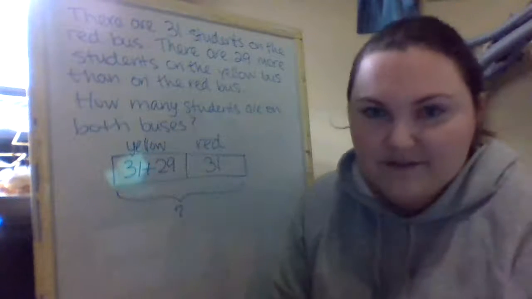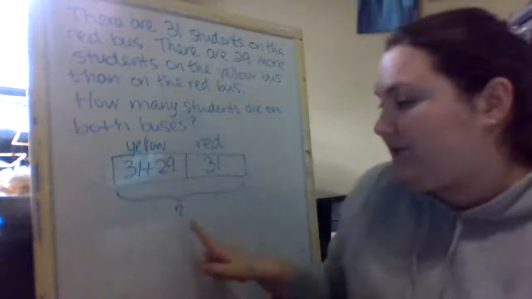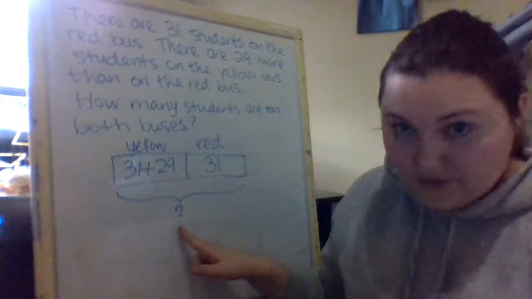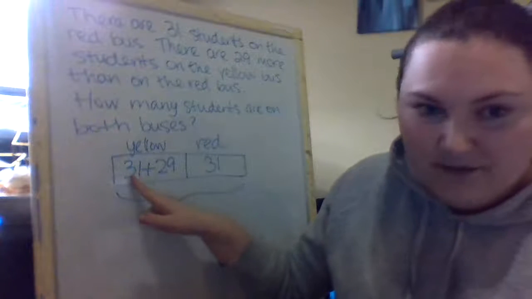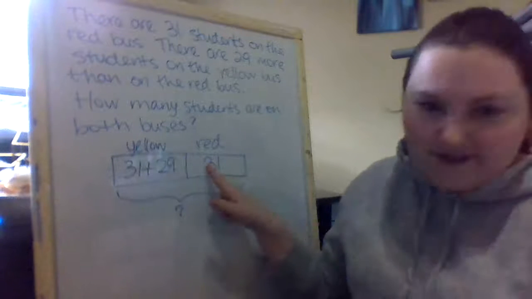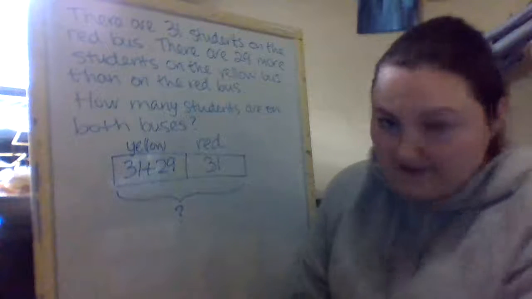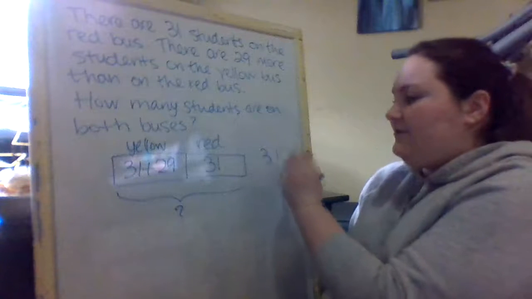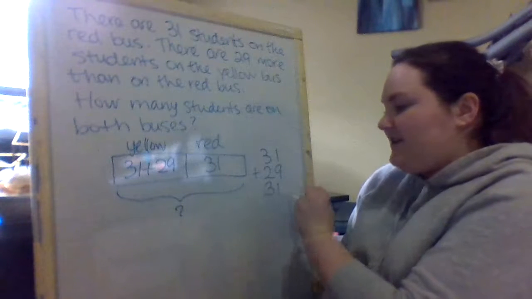Once you've got all of this written out, the reason we like tape diagrams is because it helps you figure out what you need to do. In order to find how many total students are on the bus, on both buses, we would need to do 31 plus 29, that would be our yellow, and also add in this 31 for how many on the red. So to get my final answer, I'll put it over here. I want to do 31 plus 29 plus 31.